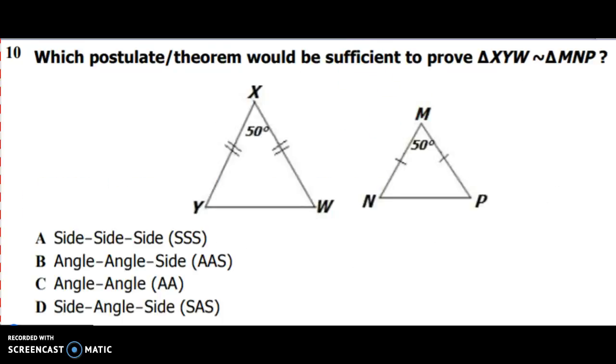Which postulate or theorem would be sufficient to prove that these two triangles are similar? Remember what these are. This is a side. This is a side. This is an angle. Side, angle, side. The angle's located between the two sides, so that gives us our ruling. It's side, angle, side. That one's really easy.